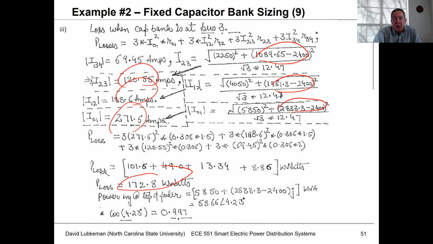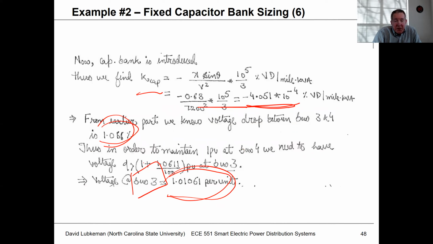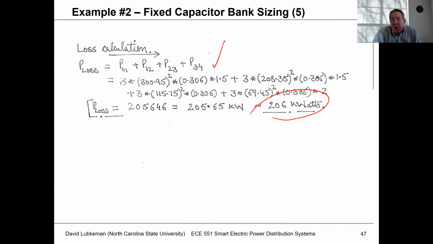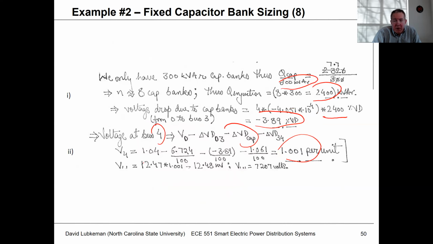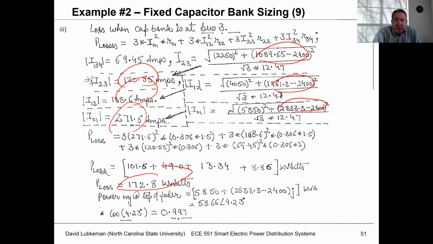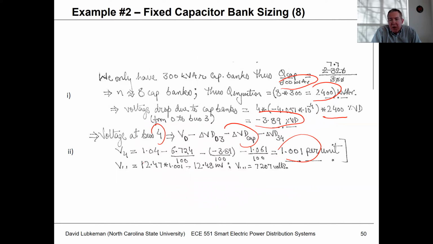And you see indeed that the losses go from 206 down to 172.8. All right, so kind of a complicated set of loss calculations. This is why we do power flow programs, but you could actually figure out what sort of capacitance you would need to have in there in order to get the desired amount of voltage boost.